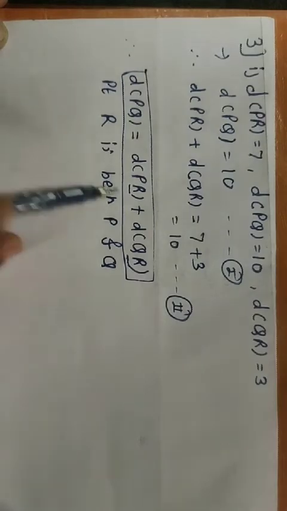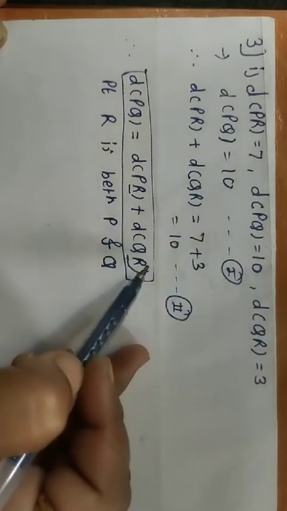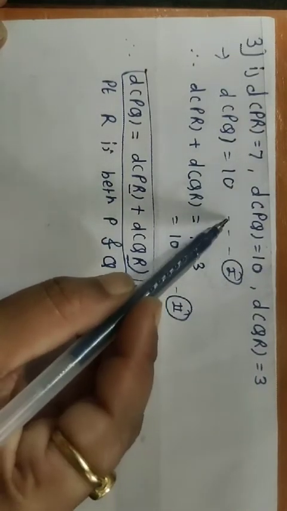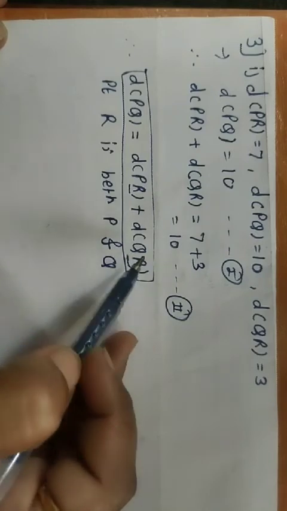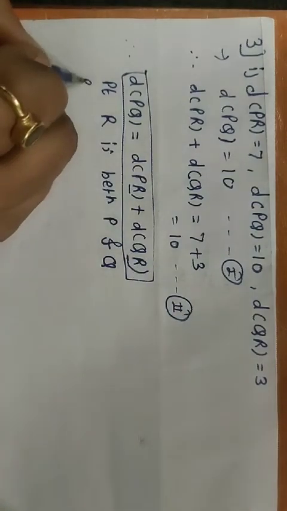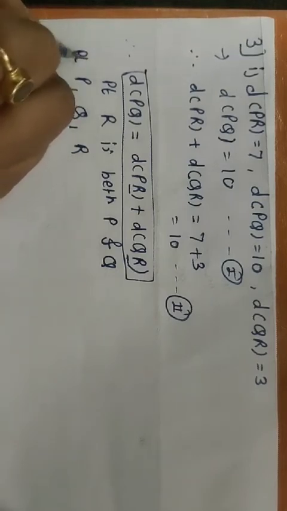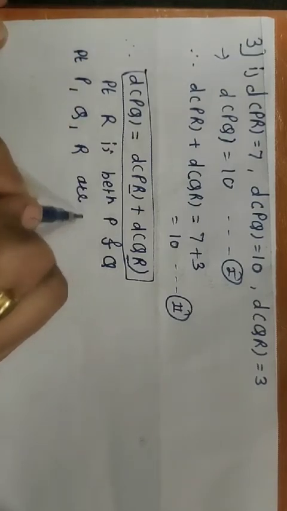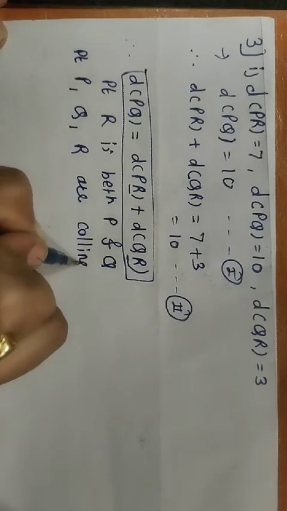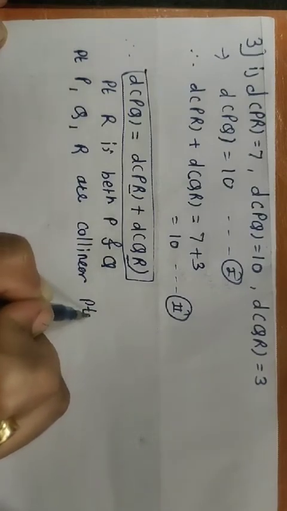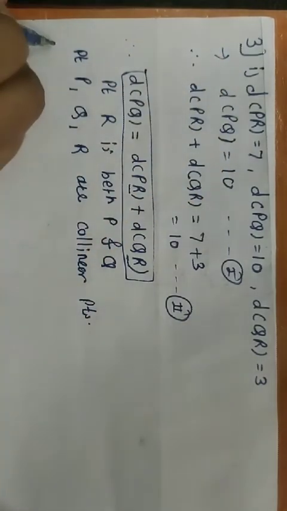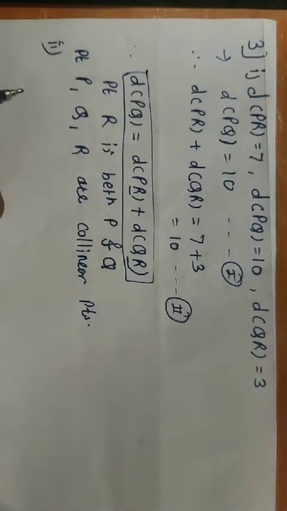And also if we get this relation, it means that both sides, LHS and RHS, are satisfied, then we can say that point P, point Q and point R are collinear points.